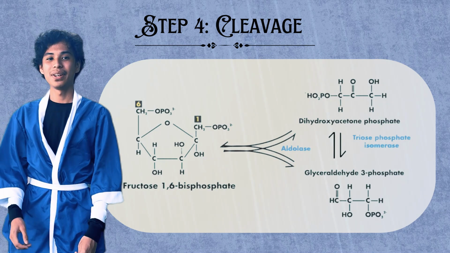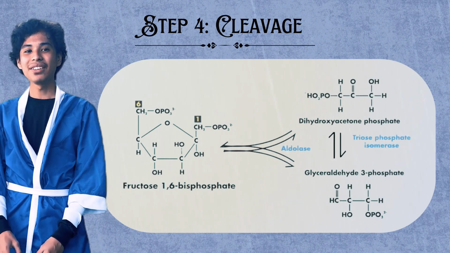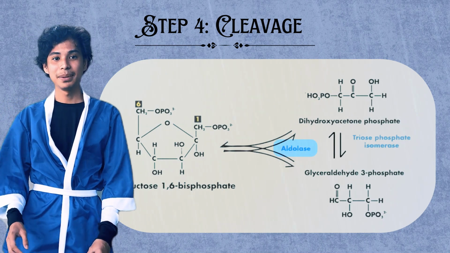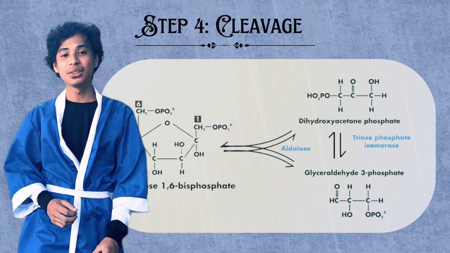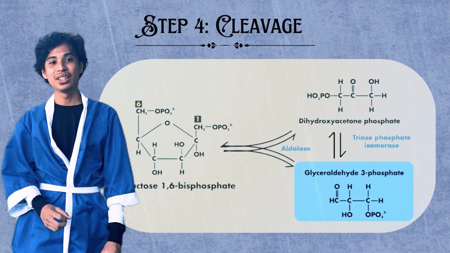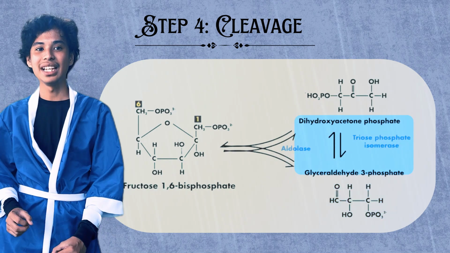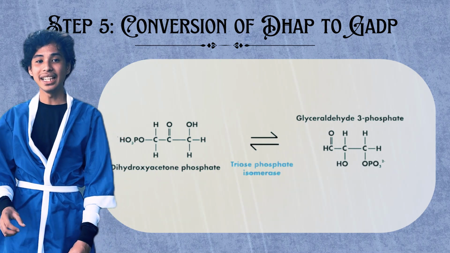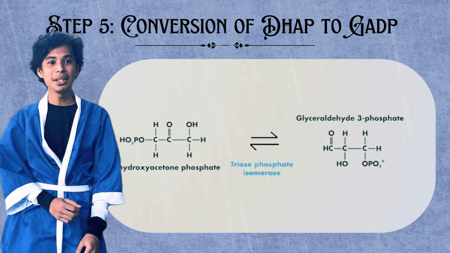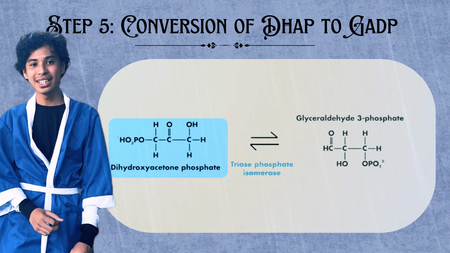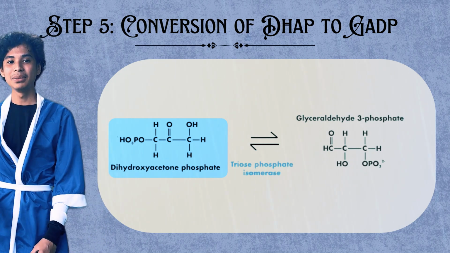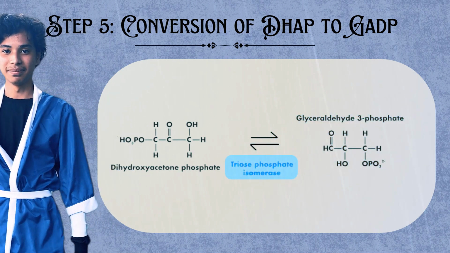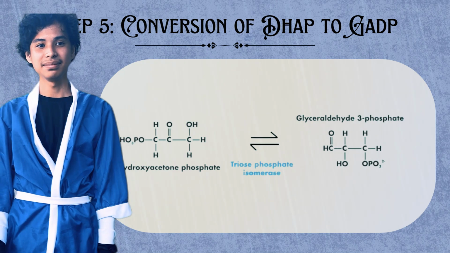Next is the fourth step, called cleavage. In this step, the molecule is ready to be cleaved into smaller ones. The enzyme fructose bisphosphate aldolase splits fructose 1,6-bisphosphate into 2 molecules, glyceraldehyde 3-phosphate or G3P and dihydroxyacetone phosphate or DHAP. Moving on to the last step in the first phase, which is the conversion of DHAP to G3P. Dihydroxyacetone phosphate or DHAP is converted into another molecule of glyceraldehyde 3-phosphate or G3P by the enzyme phosphate isomerase. This results in a total of 2 G3P molecules.